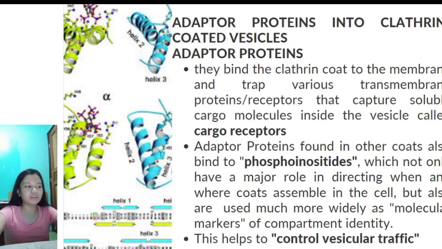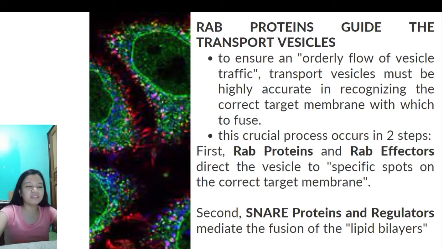Additionally, yung mga local production ng PIP phosphoinositides, nagkakaroon sila ng major role or major part in regulating the assembly of Clathrin coats sa plasma membrane and then sa Golgi apparatus. So, Rab proteins guide the transport vesicles. To ensure an orderly flow of vesicle traffic, kailangan namang yung mga transport vesicles is highly accurate in recognizing the correct target membrane with which to fuse. So, kung saan lang talaga yung appropriate target membrane nila is doon lang talaga sila mag-fuse.